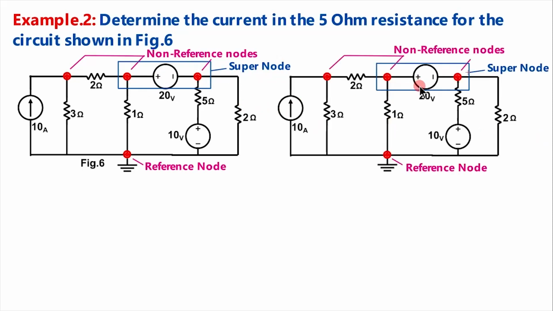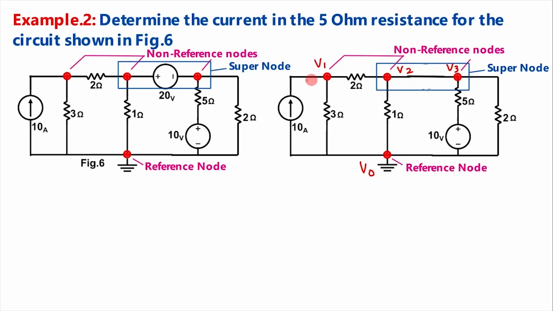For super node analysis, what we have to do? We have to temporarily remove the voltage source coming between 2 non-reference nodes. We have to remove this voltage source which is coming in between these 2 non-reference nodes and we will short circuit it. Let us mark the voltages at each node. This is the reference node and voltage here we will mark as V0. Let the voltage at node 1 be V1, at node 2 V2 and at node 3 V3.